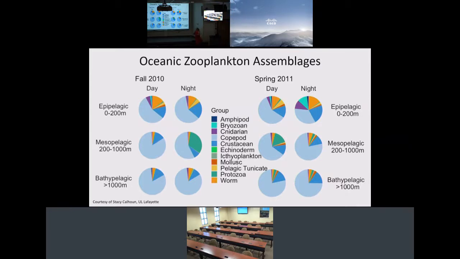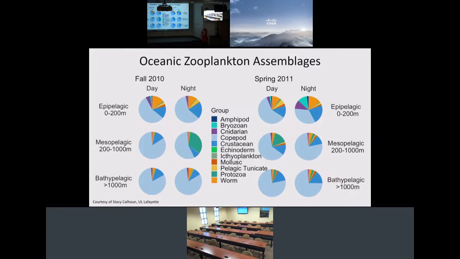One of our challenges is that a lot of our stations were sampled only once per season or per year, and so we're just kind of pulling things together to try to get a somewhat representative sample or look at the types of communities that exist in the deep sea.